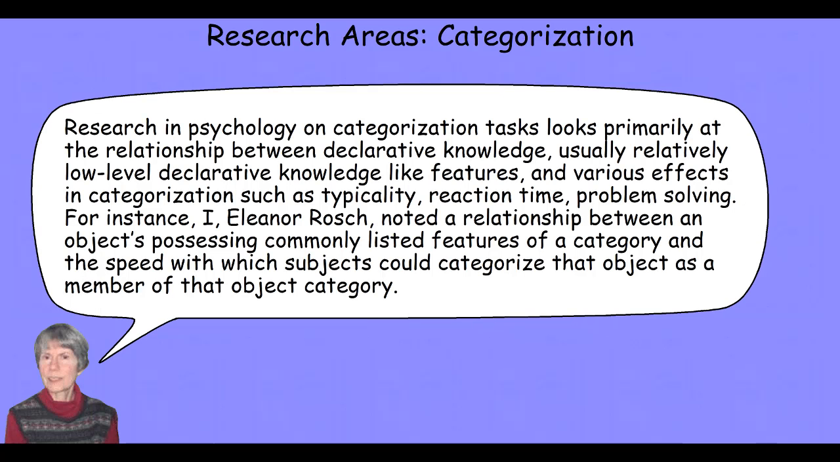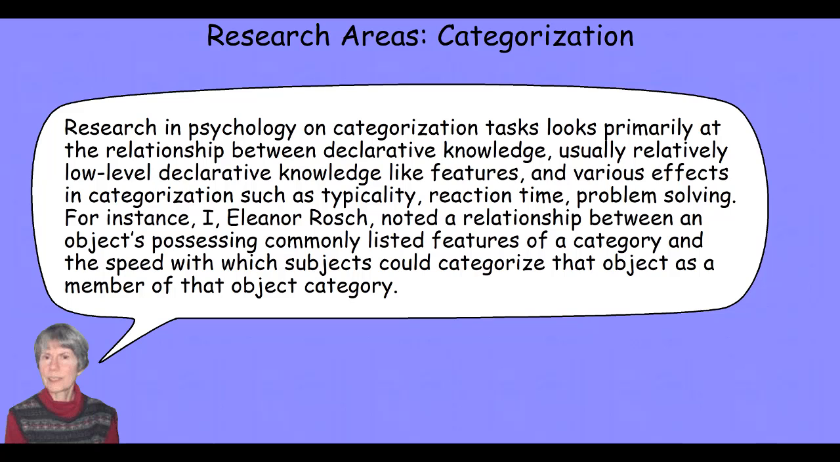General research on categorization in psychology that's not specific to vision looks primarily at the relationship between declarative knowledge, usually relatively low-level declarative knowledge like a knowledge of features commonly had by objects, and various effects in categorization such as typicality, reaction time, and problem solving, and we'll look at those a little bit later.